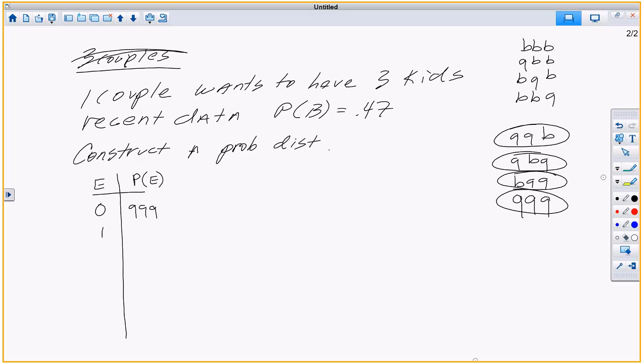That would be boy, girl, girl. Girl, boy, girl. And girl, girl, boy. Everybody with me? All right, you do the rest of them. There's only 2 more. What comes after 1 boy? 2 boys. How many of you have done this before?